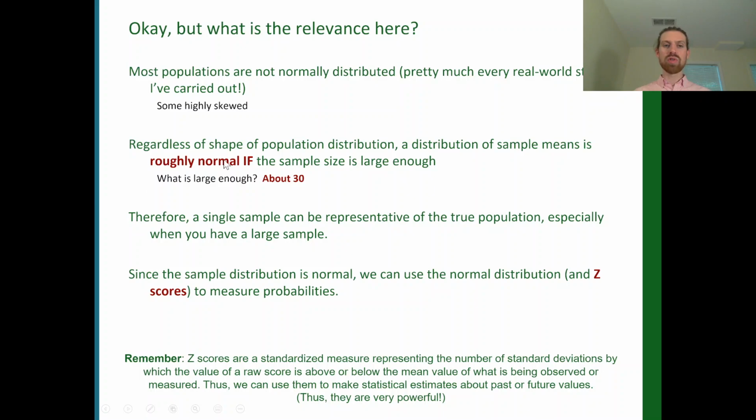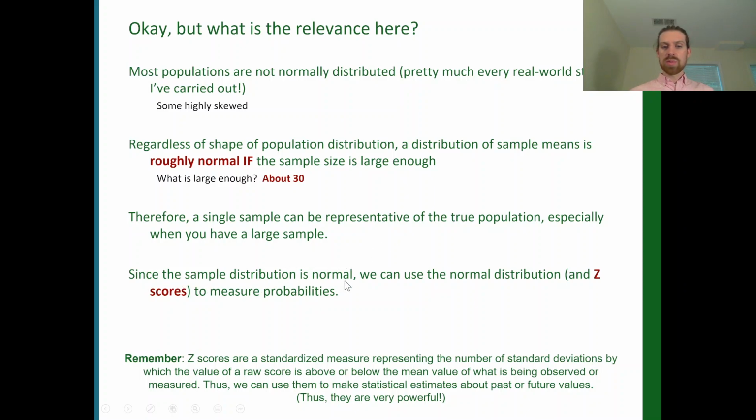This is important because, regardless of the shape of the population distribution, the sample means, as we collect them, will be roughly normally distributed, if the sample size is large enough. So a single sample can be representative of the true population, because we can take the average of all of those mean values, and that should give us a fairly true representation of what the actual mean is for the whole population.